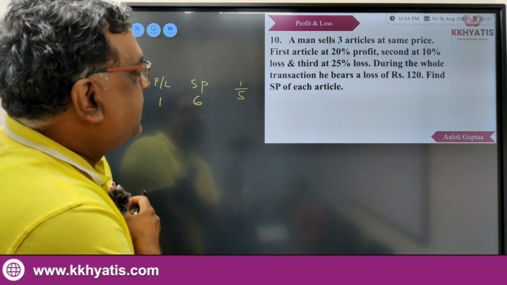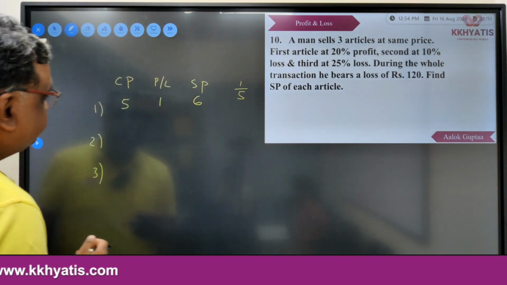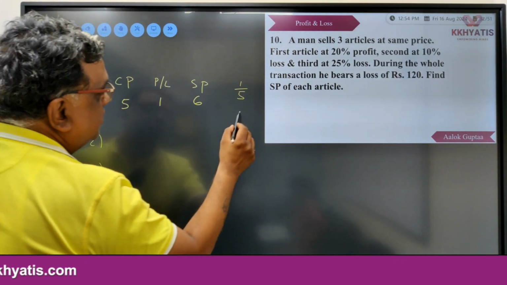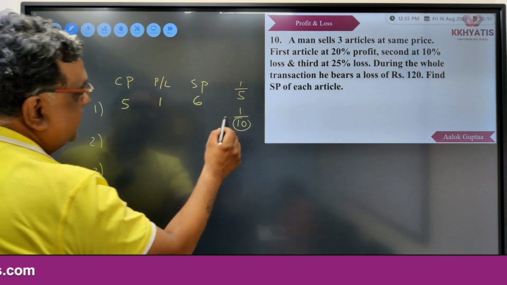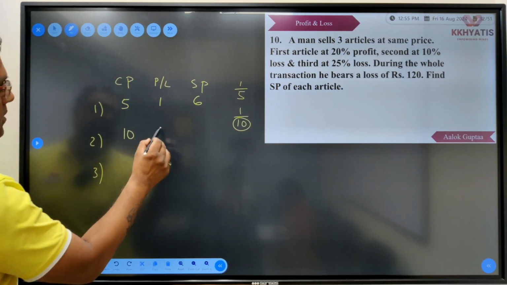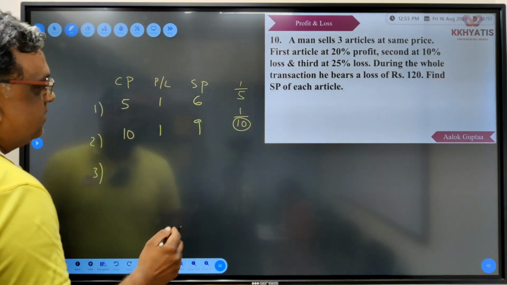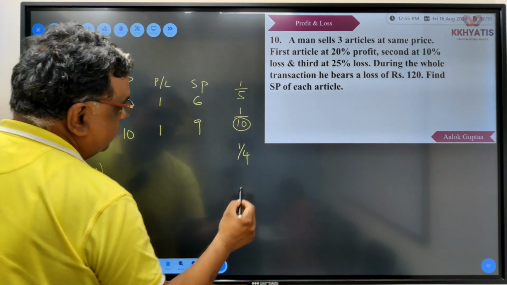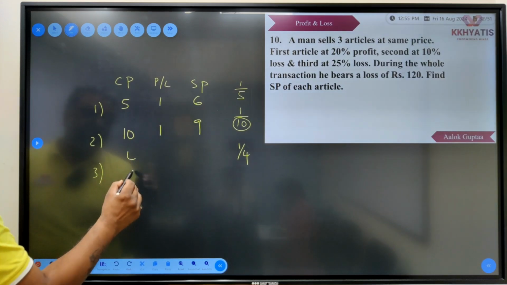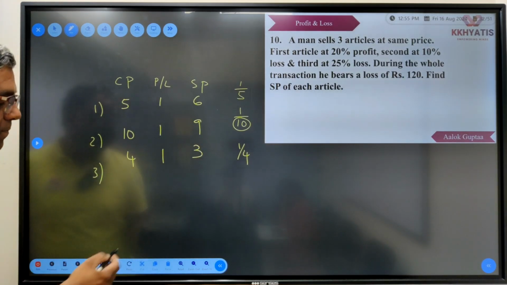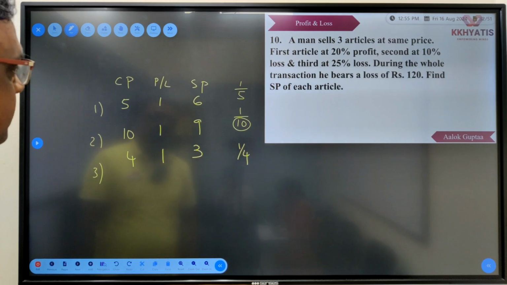Very good. Second, 10% loss. So 10% loss is 1 upon 10. 10 is CP, 1 is loss, SP is 9. And third at 25% loss. 25% loss is 1 by 4, which means 4 is CP, 1 is loss, SP is 3. Correct?